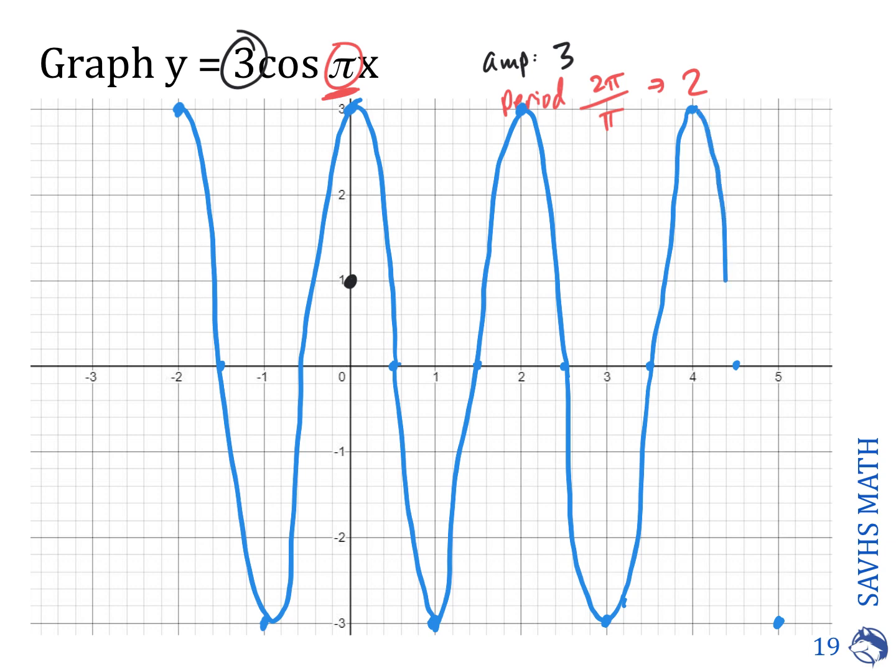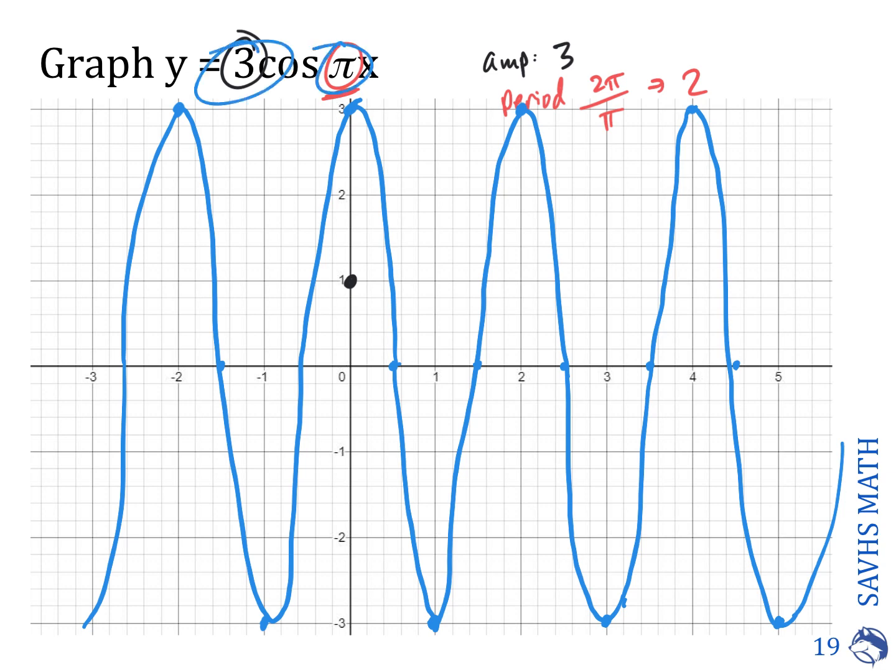Notice, is this perfect? Not even close. Is that okay? Yep, totally fine. Not a big deal. So you need to be able to find the amplitude and the period by using the formula 2 pi over b to get the period of the function, and then you just need to be able to sketch or use the graphing calculator to get a sketch of the graph.